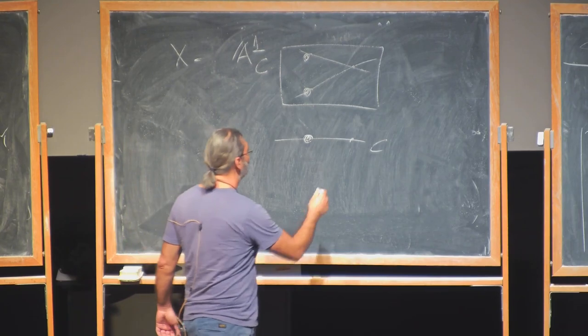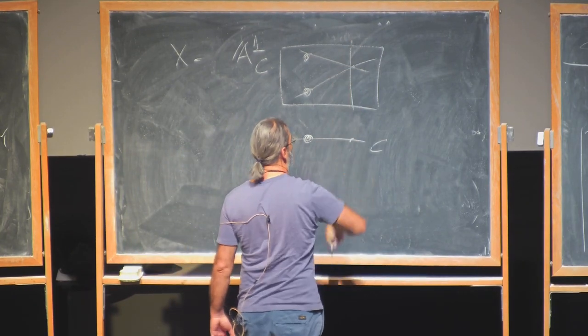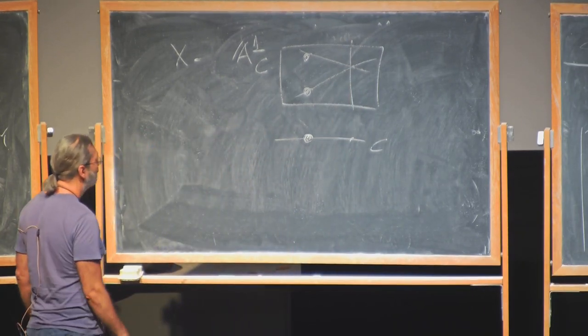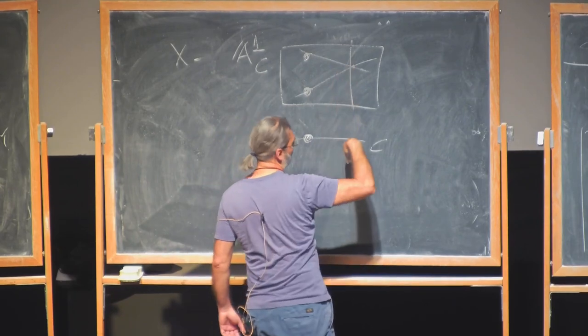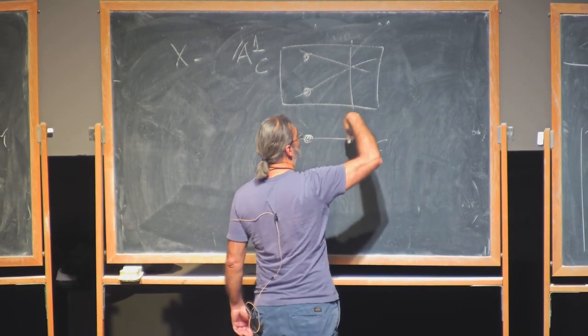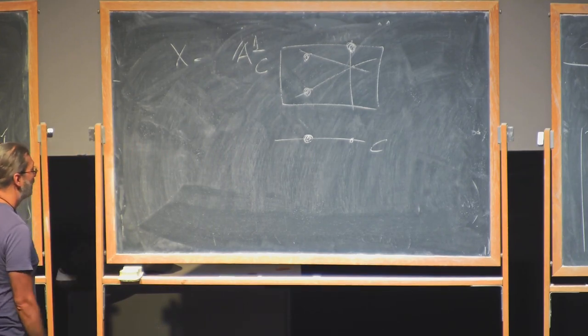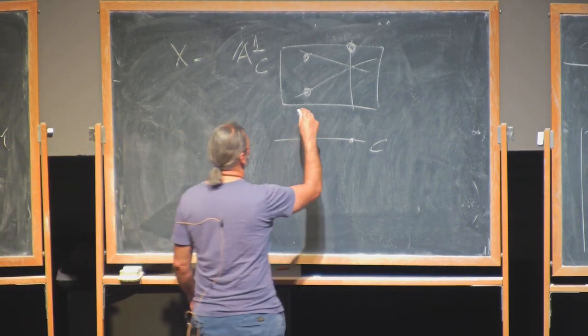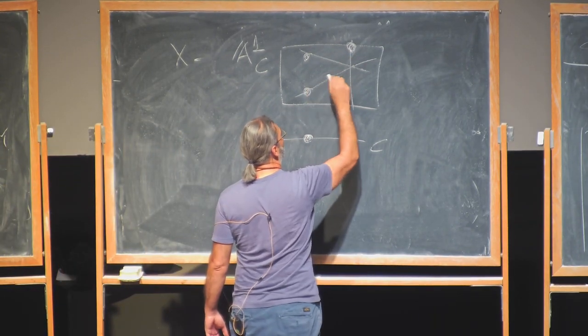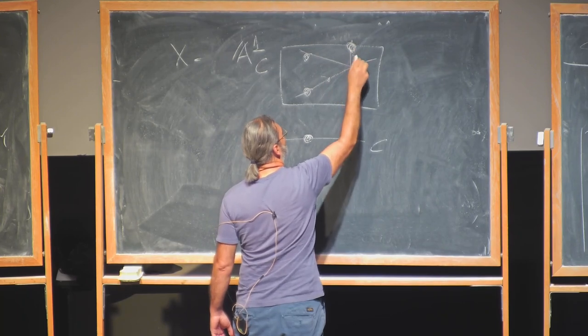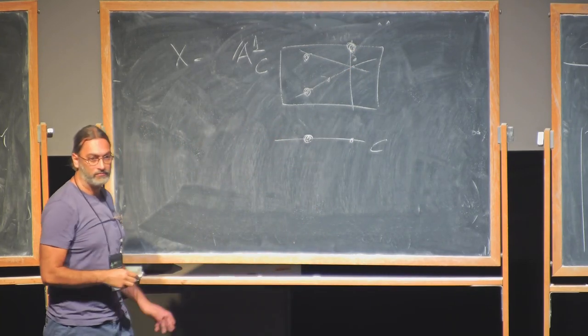And then what you do, you look at the generic point here, and the inverse image of the closed point, and then you take a generic point of that. So now you have three points, and what we are going to show is that the image of the residue map here is inside the image of the residue map here. That will be enough, basically.